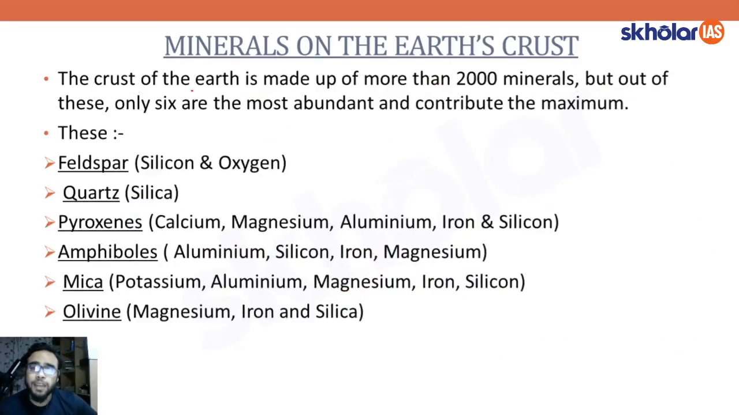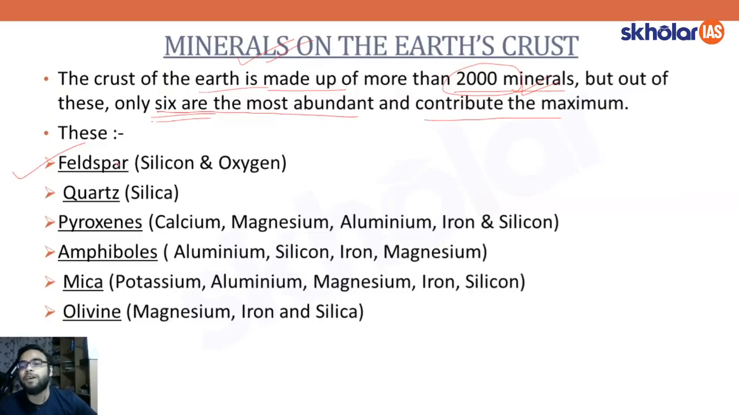Now the earth's crust is made up of how many types of minerals? Around 2000 types of minerals. But out of these 2000, only 6 are abundant and contribute the maximum. In case of elements, out of all the elements, what were the major constituents? 8 elements were the major constituents, right? Out of these, what was the highest? It was oxygen, right? But in case of minerals on the earth's crust, how many minerals do we find? We find around 2000 minerals. And out of these 2000 minerals, how many are abundant? 6 are abundant in total. And what are these 6 minerals?